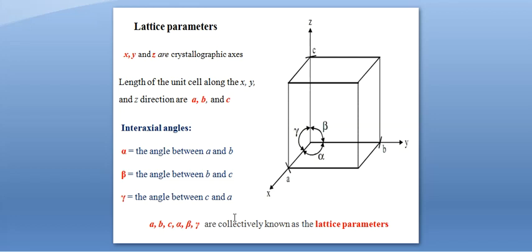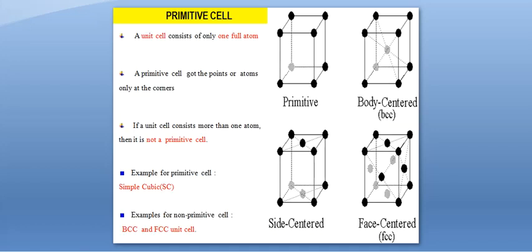We classify the crystal systems; there are 7 crystal systems available. Next we are going to see them one by one. Before that, what is meant by a primitive cell? Primitive cell means the number of atoms per unit cell is 1. If a unit cell consists of only one full atom, then the unit cell is called a primitive cell. An example of a primitive cell is simple cubic.